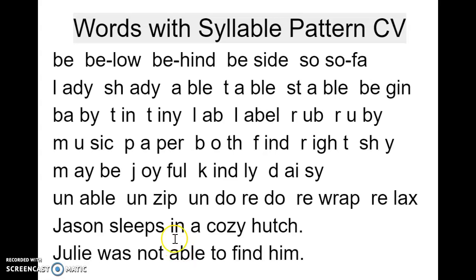Not able, we can easily say that we can use unable to find him to replace not able, right? Because unable and not able is the same meaning. It's basically the same meaning, right?